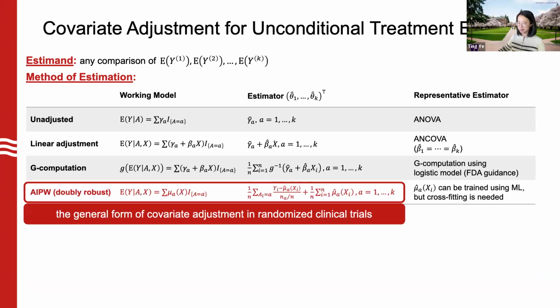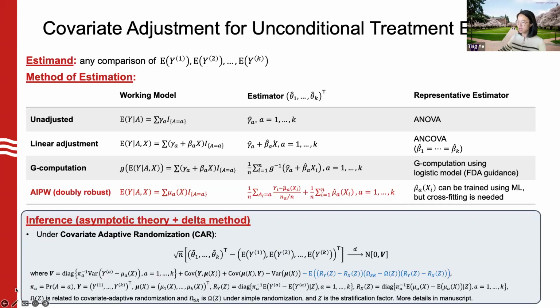So now we can see the AIPW estimator is the general form of covariate adjustment in randomized clinical trials. It's proved in Tsiatis's 2008 paper that all the consistent estimators of this estimand can be written in this form, or are asymptotically equivalent to this form. So this is indeed the general form of covariate adjustment in randomized clinical trials. And therefore, we studied this AIPW estimator so that we have a unified theory for all the covariate adjustment methods.